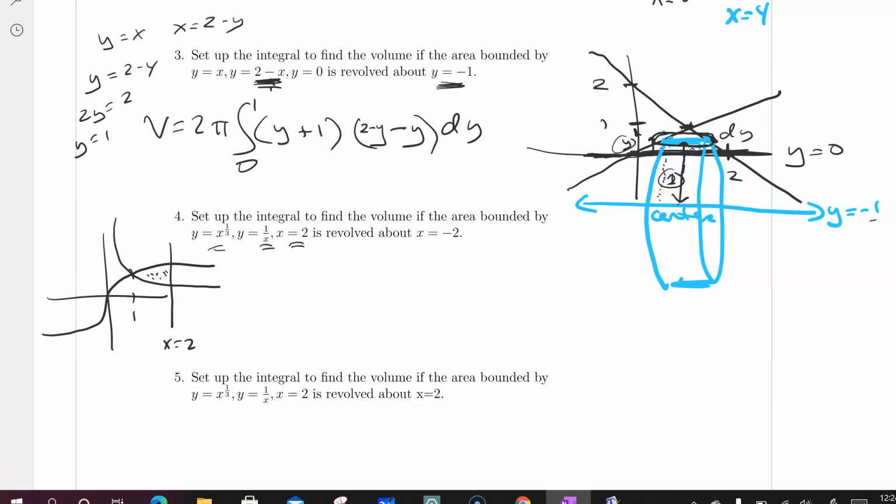So where's my center line? Oh, my center line is at x equal -2. So way back here, that's my center line.